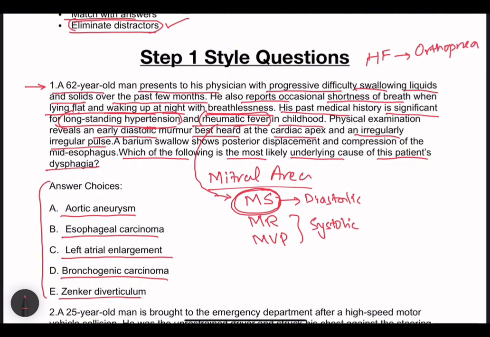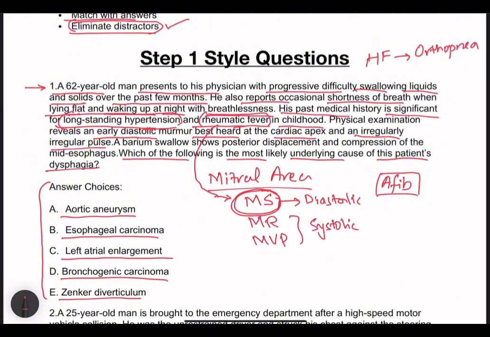Now, this patient also has an irregularly irregular pulse, which is due to the pulsatile feature of AFib. AFib is an effect of, or is due to, left atrial enlargement.